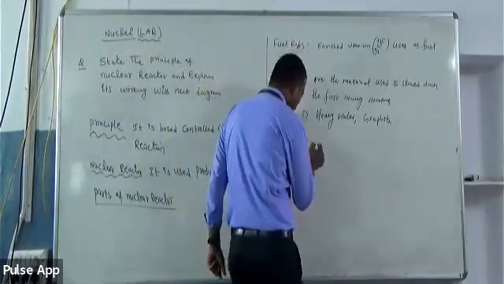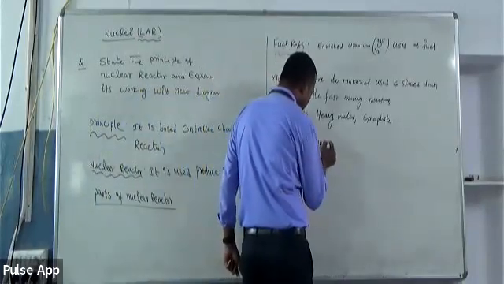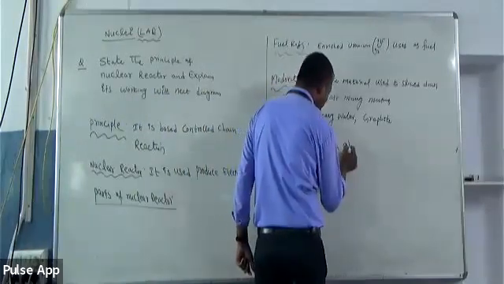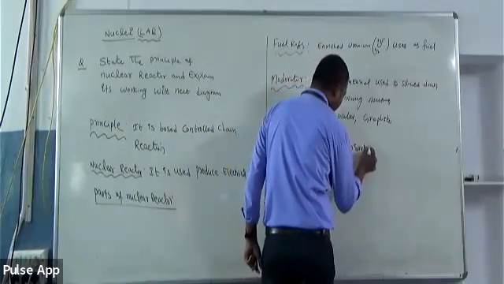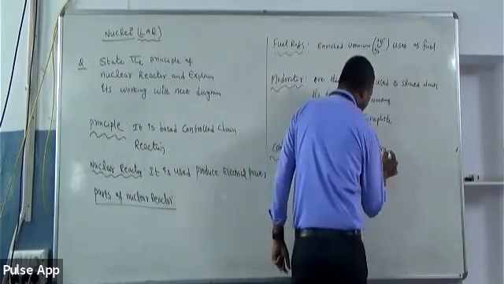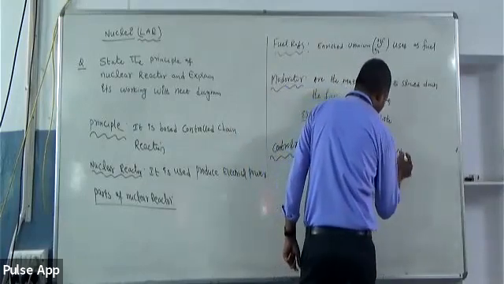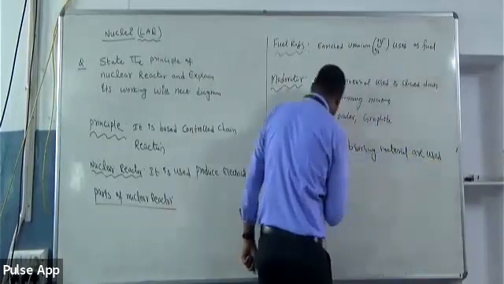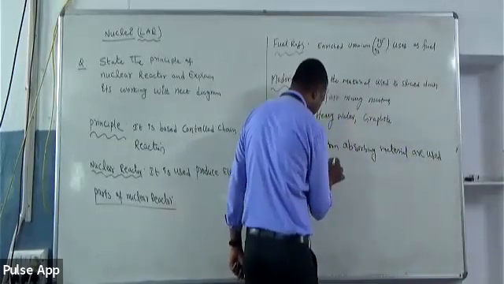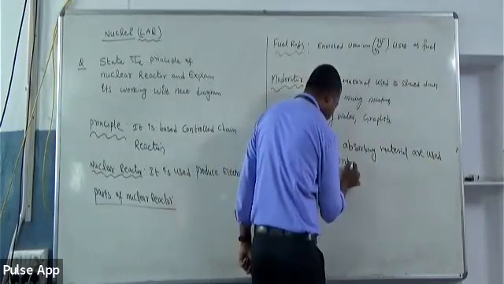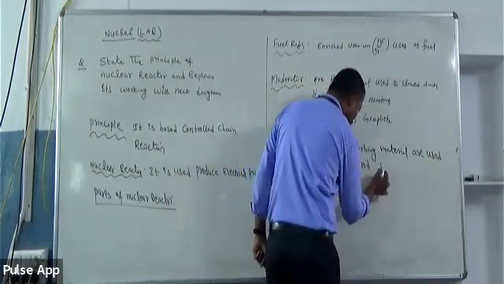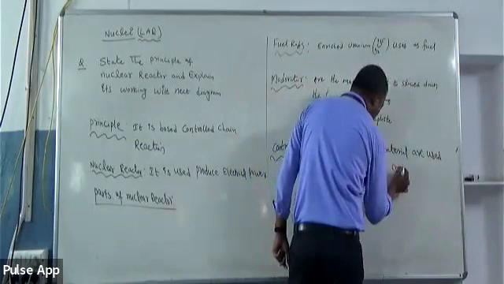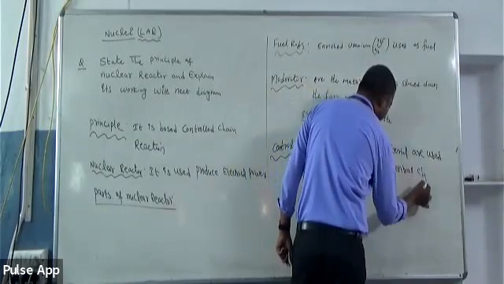So generally, neutron absorbing materials are used as control rods to control the chain reaction.